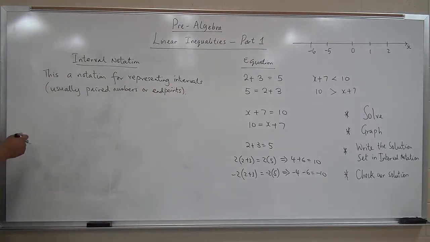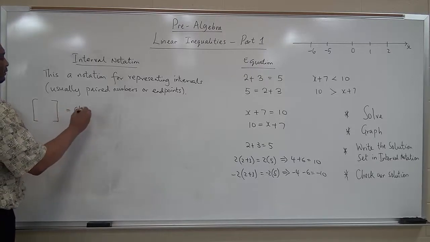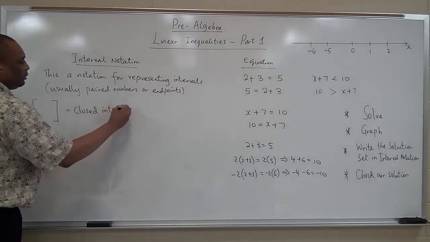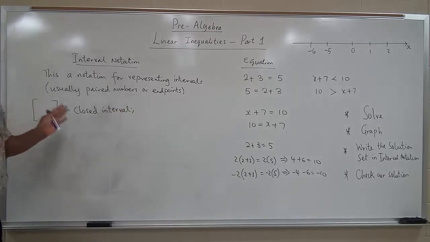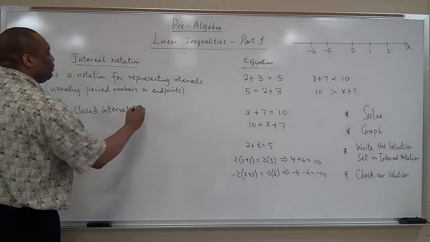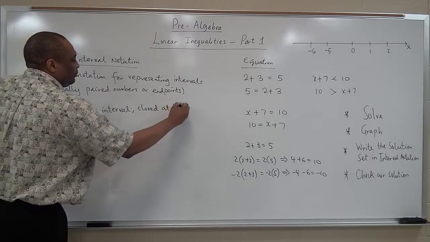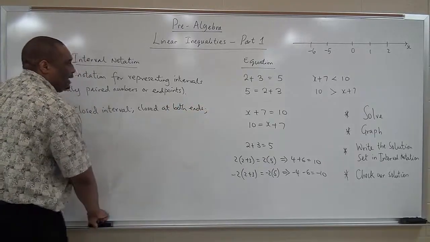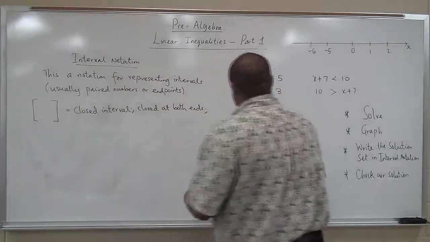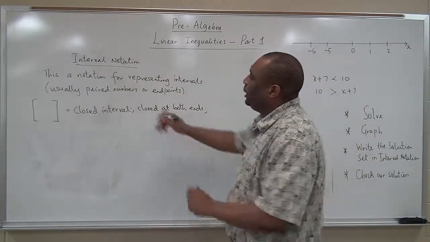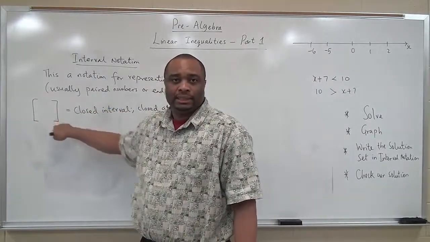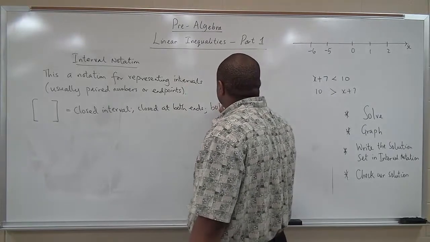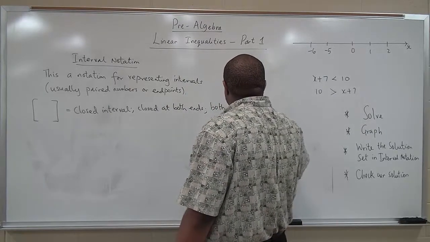Basically, we have four notations. If we have the bracket open, bracket close, this is a closed interval. Okay, both endpoints are included. Closed at both ends is closed at both ends. And both endpoints are included. Now, included means the endpoints are included. Both endpoints are included.